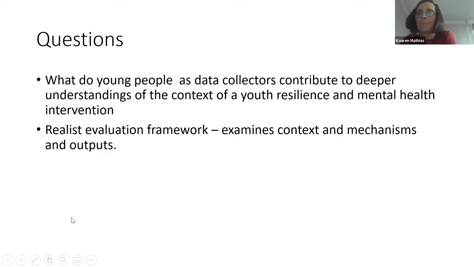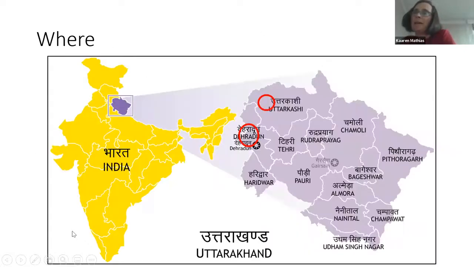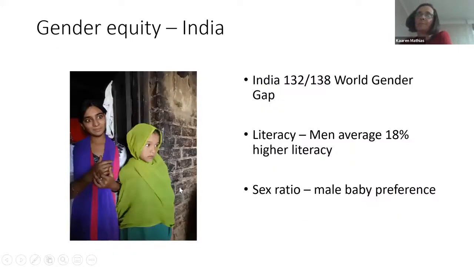So the organization I work for, where I'm the project director, is Burans, an organization that works with communities for mental health, with three main strategies: co-design, strengthening community and public health systems, and research. We're located in the north of India, in Uttarakhand state. It's a state with 10 million people, and this study is set in our Dehradun setting, which is the capital city and a really beautiful valley 300 kilometers north of Delhi.